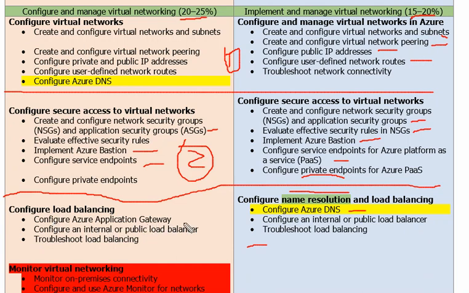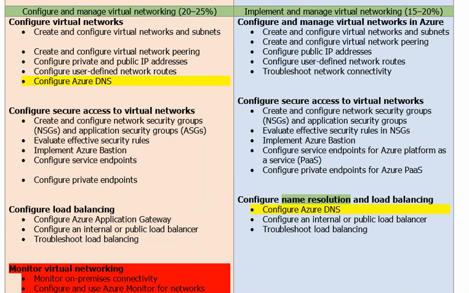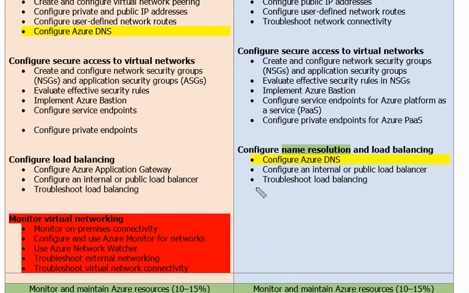So configure Azure application gateway, I think this is being removed from the new part, so I don't see this one here. Configure an internal and public load balancer, that is available. Troubleshoot load balancing, that is also available. I forgot to mark it in red, so keep in mind, the application gateway part is also not available in the new one. And furthermore, in configure and manage virtual networking, the monitor virtual networking part is totally removed from here.